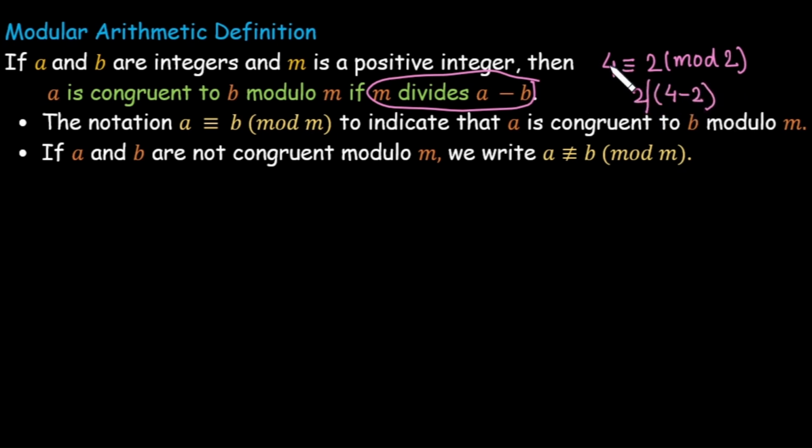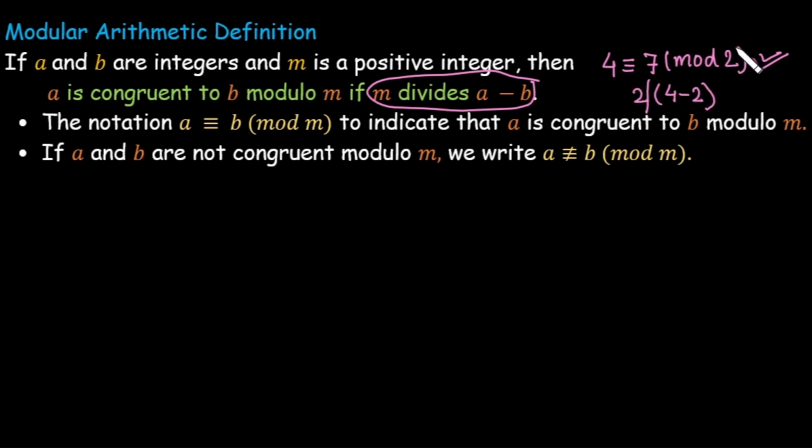If yes, it means this notation is correct. So 2 divides 2, yes, it means this notation is correct. Now if I say that 4 is congruent to 7 mod 2, is this correct?